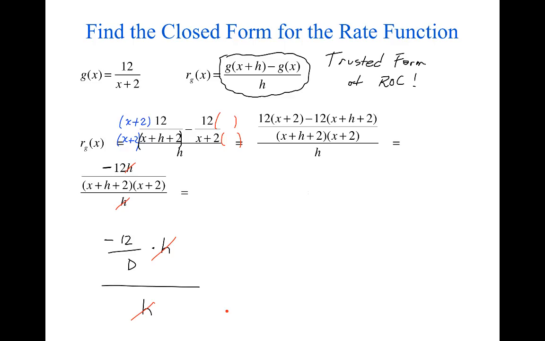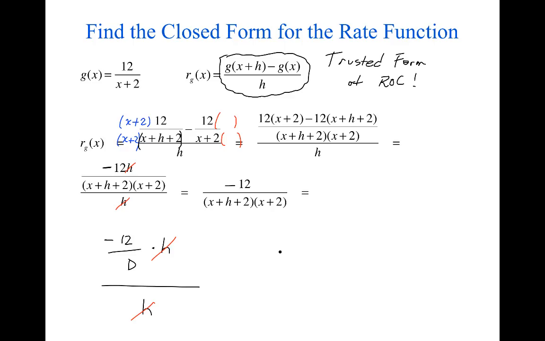Does the h in the middle of the denominator go away as well? No, that's locked in. It's plus and multiplied, so no way. So it needs to be h times all this. These are plus, and those are locked in there. So we end up with negative 12 over x plus h plus 2 times x plus 2.